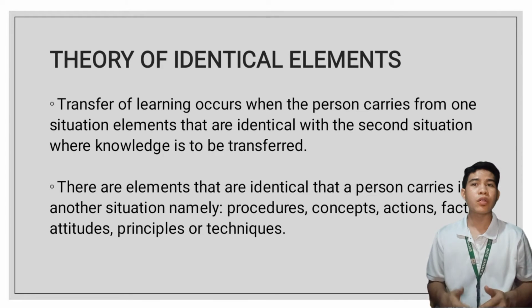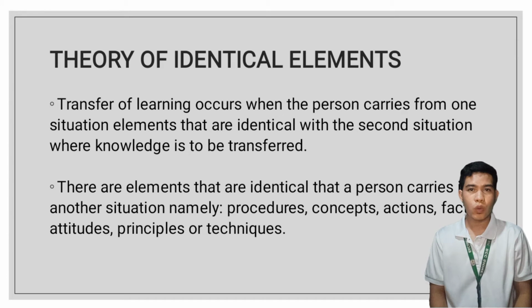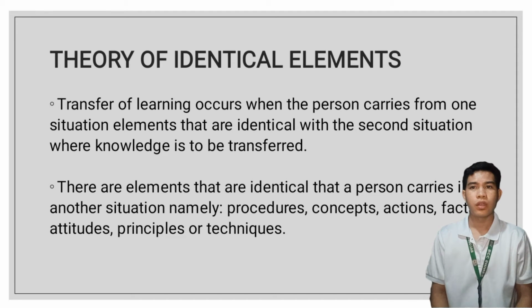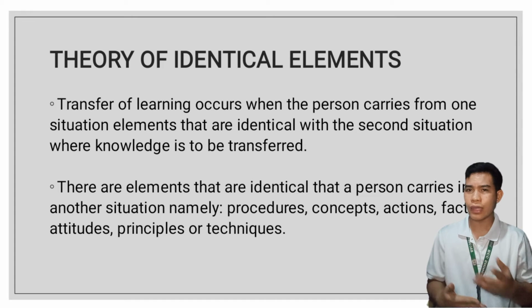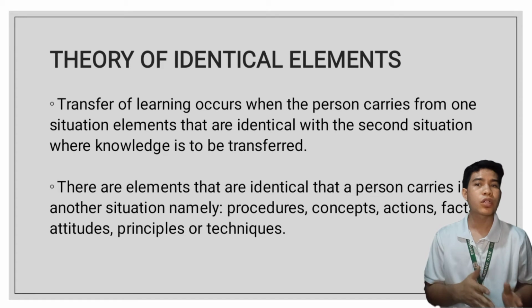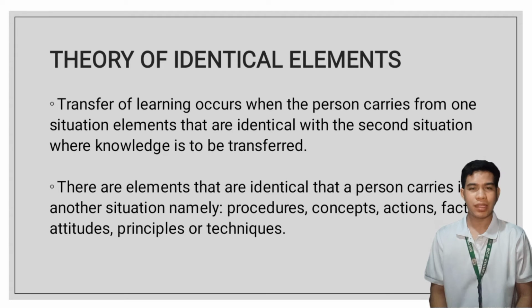Now, let's proceed to the theory of identical elements. This refers to transfer of learning that occurs when the person carries from one situation elements that are identical with the second situation where knowledge is to be transferred. There are a lot of identical elements that a person carries to another situation, namely procedures, concepts, actions, facts, attitudes, principles, or techniques. For example, a student has learned geometry in school. Measuring angles or sides of figures can also apply in actual work of carpentry or masonry.